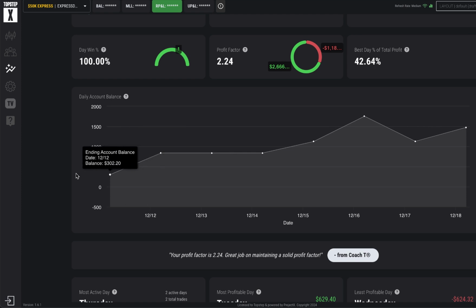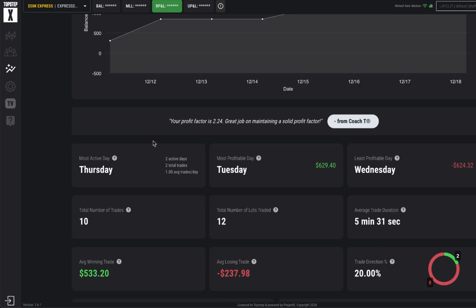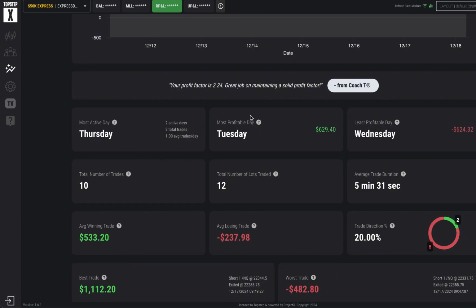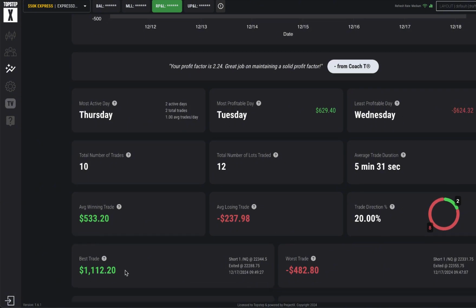You guys can see my stats here, right? The daily account balance, and this equity curve is going up, which is what you want to see. Sometimes it will dip. It will dip. All right. But at least the equity curve is going up. My highest balance on this account has been $1,753. So this is just the AI saying good job, right? Great job on maintaining a solid profit factor. So it's showing me my most profitable trade, my least profitable trade, and it's showing my best trade total.